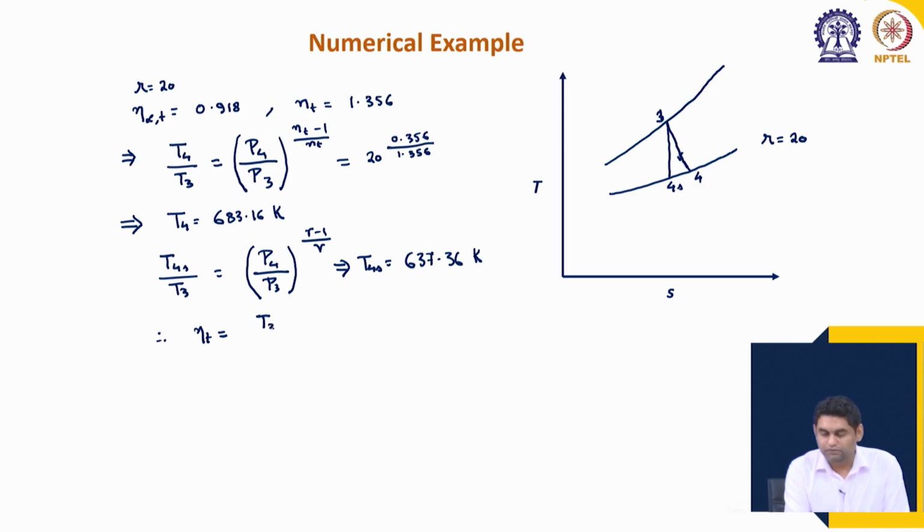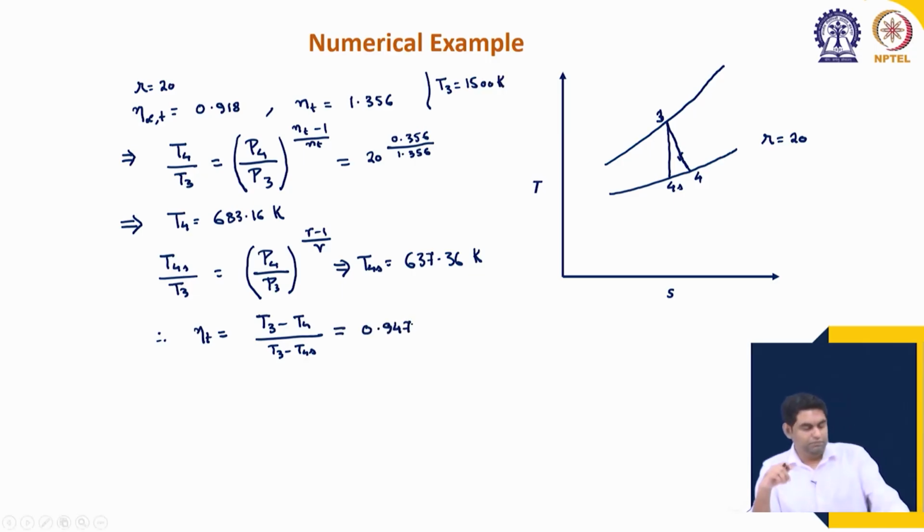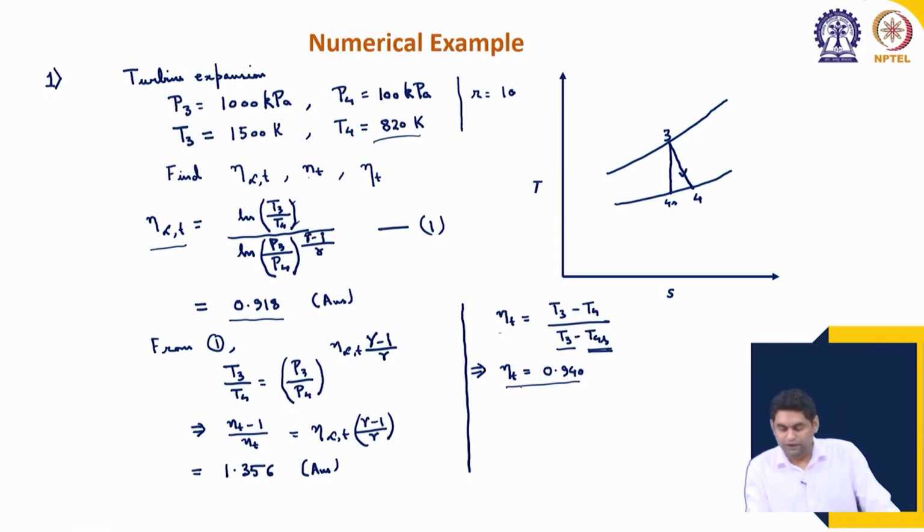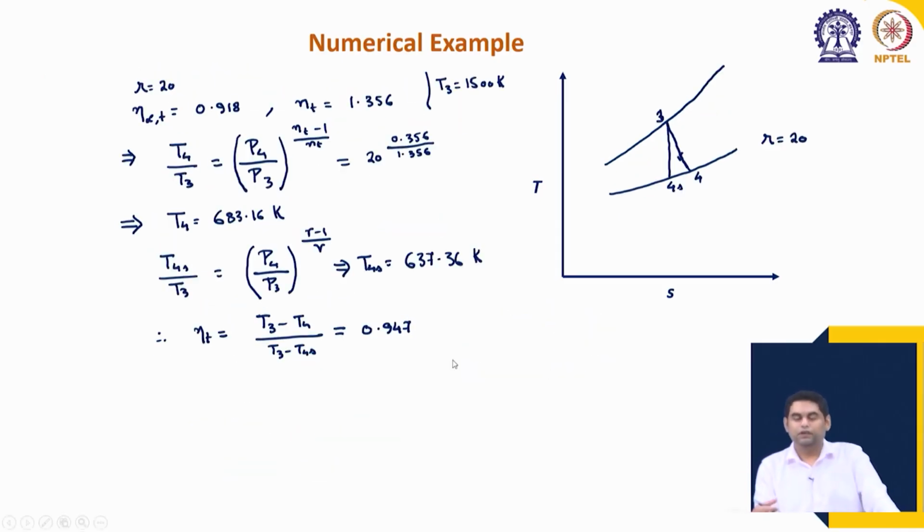So, therefore, the isentropic efficiency of this turbine with pressure ratio 20 and same polytropic efficiency as previous is equal to T3 minus T4 by T3 minus T4s. You can calculate, all the values are known. T3 we had taken as same as the previous case, which is 1500 Kelvin. So, it comes out to be equal to 0.947. Okay. How does it compare with the previous value? Previous value was 0.940. So, we see that it has indeed increased, which we expected, that with increasing R it should be the case, and that is what we are getting.